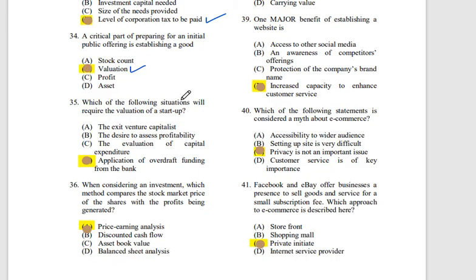35 says, which of the following situations will require the valuation of a startup? And that's application of overdraft funding from the bank. 36 says, when considering an investment, which method compares the stock market price of the shares with the profits being generated? And that's A, price earning analysis.